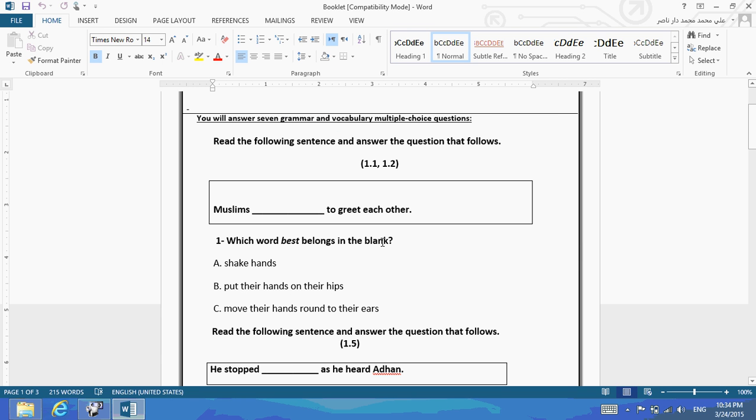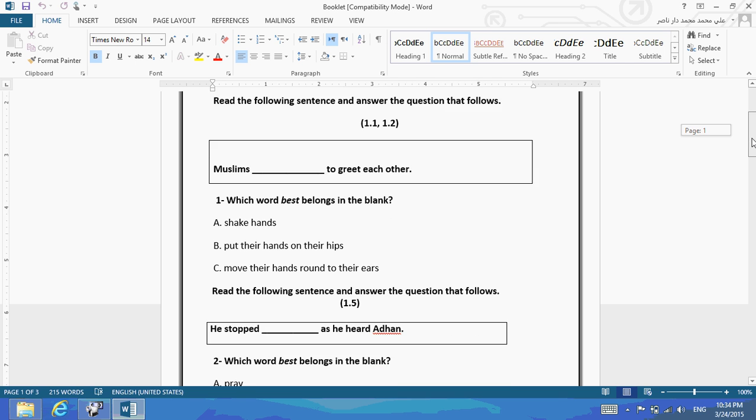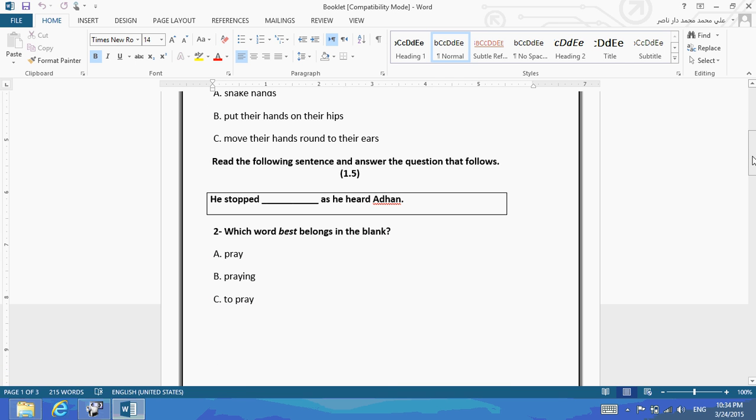Second question on use of language. Read the following sentence and answer the question that follows. The concerning standard is 1.5. 1.5 is about verbs which take either infinitive or gerund or both. He stopped ___ as he heard a then. Which word best belongs in the blank? Pray, praying, to pray. And the correct answer is to pray.